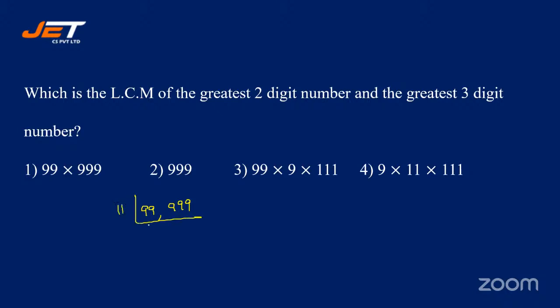So let's take 11 nines are... okay. It's better we take 9, right? So 9 11s are 99, 9 11s are 99. That's all. Nothing else can go. So it should be 9 into 11 into 111. Isn't it? Yes. So your answer must be option 4.